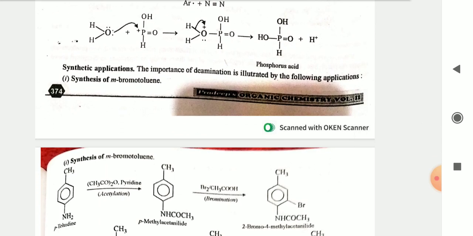Synthetic application. The importance of deamination is illustrated by the following applications. First, synthesis of meta-bromotoluene.